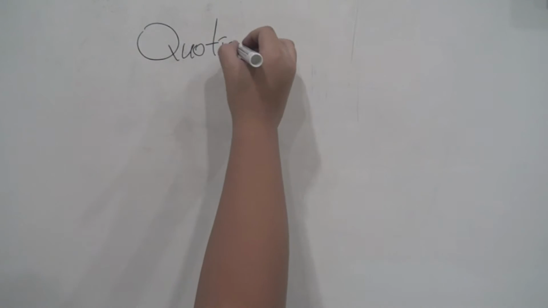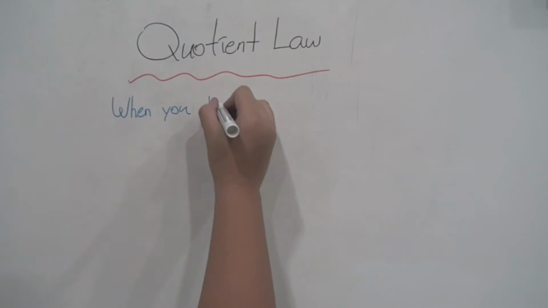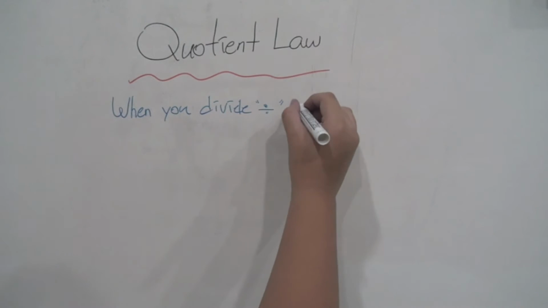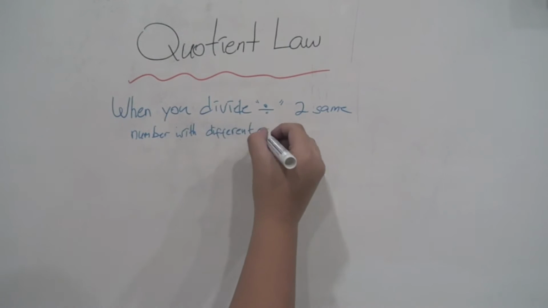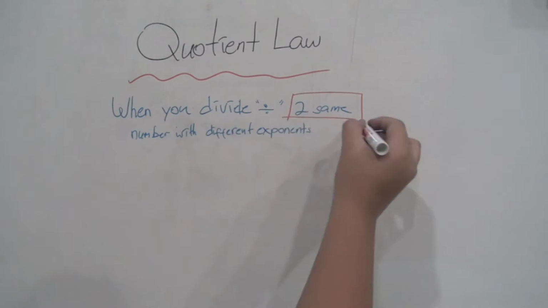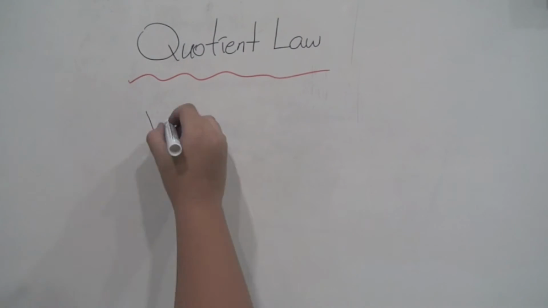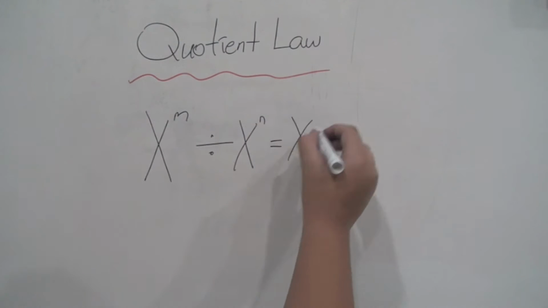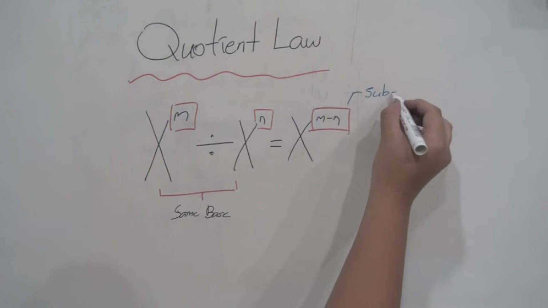Then there's the second law, which is the quotient law. It's when you divide two same numbers but with different exponents. Two same numbers is the same thing as two same bases but with different exponents. Here's an example. When x to the power of m is divided by x to the power of n, all you need to do is copy the base, but this time you subtract the exponents, as you can see there.